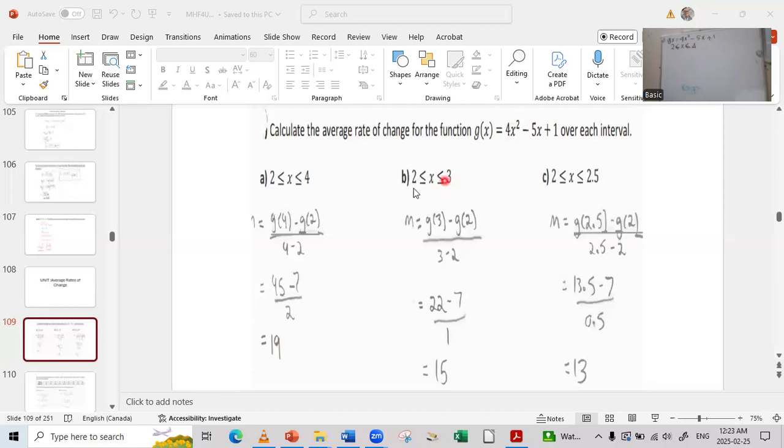What I will do here right now is I would say this will be g(4) minus g(2) divided by 4 minus 2. So I will say here, solution: this range will equal g(4) minus g(2) divided by 4 minus 2.